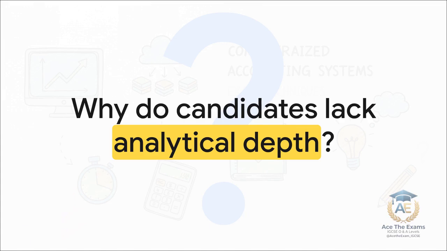Examiners are actively hunting for deep, structured reasoning. They want to see cross-topic connections. For instance, they want to see you connect how automated trial balances specifically affect the accuracy of year-end adjustments. It's not about how much you know, it's about how deeply you can connect what you know.